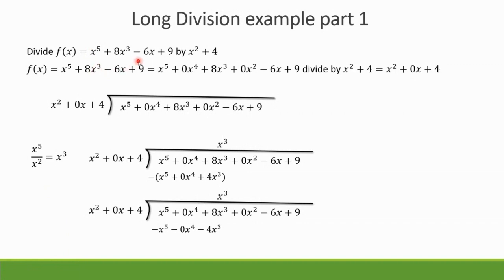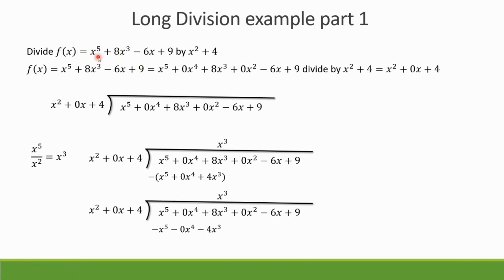f of x, and we're dividing it by x squared plus 4. What we want to do, remember, is use long division, polynomial long division. That's what we're going to use. And so this is our f of x. Remember, if you're missing any terms, you want to use 0 as a placeholder.